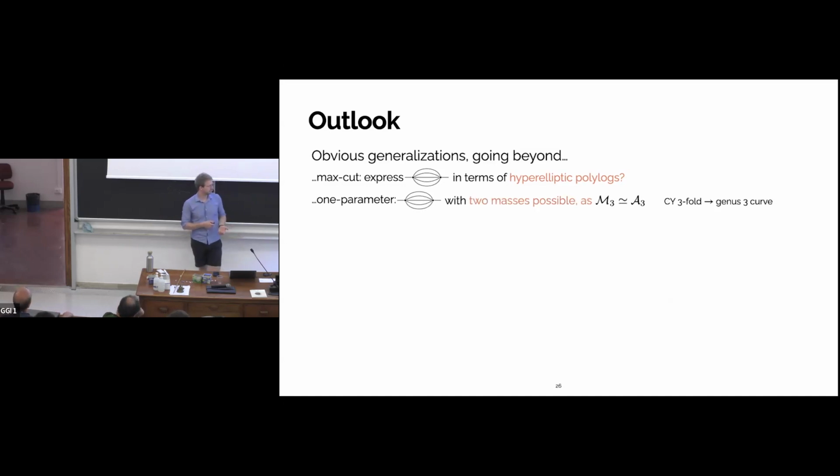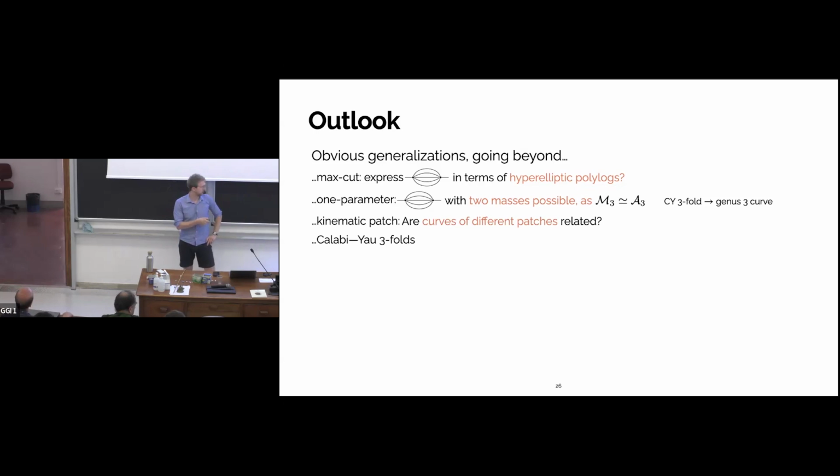You can go beyond one parameter. For example, you can relax the equal mass condition and add more parameters and see what happens. We would expect this to still work at least for the two-parameter case. Once you go beyond that, who knows? You can also go beyond a single kinematic patch. In principle, we did this matching on one real kinematic slice, but you're free to choose different slices. Then the question is what the relations are between the curves that you get in different patches, or between different kinematic slices. And you can also go beyond Calabi-Yau threefolds, as you said.